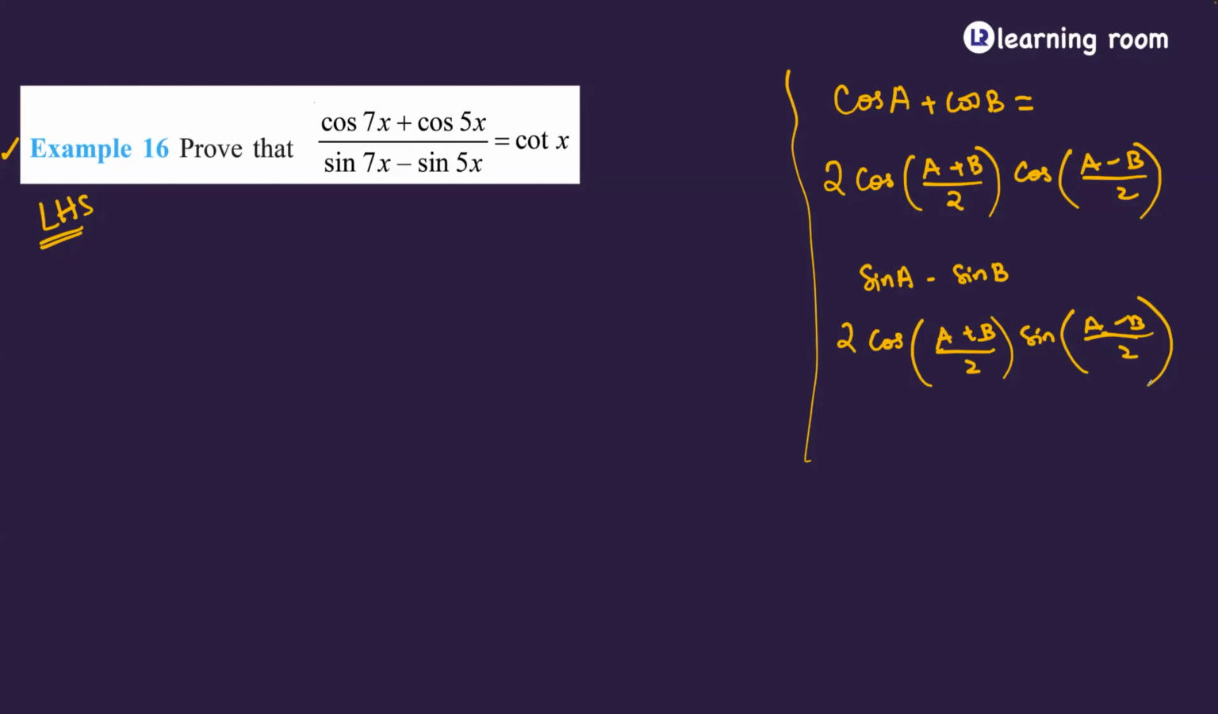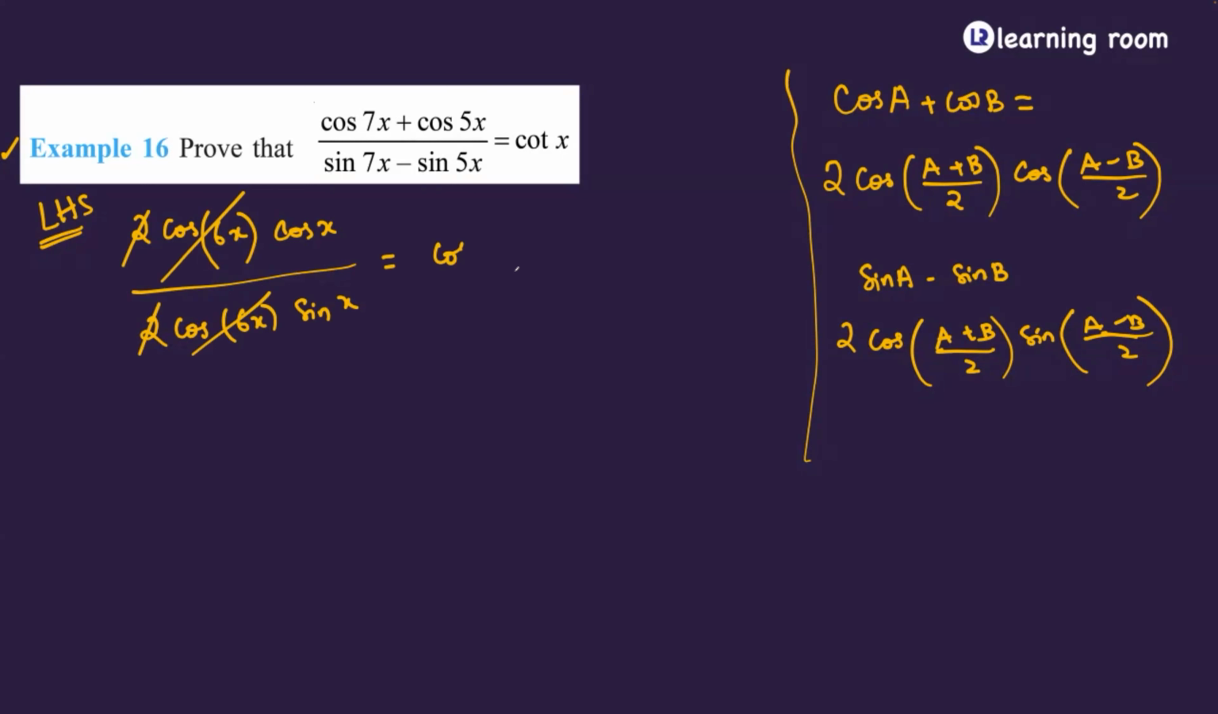So for cos A plus cos B, you're going to have 2 cos of 7x plus 5x by 2, which is 12x by 2, which is 6x, into cos of 7x minus 5x by 2, which is x, the whole divided by 2 times cos of 7x plus 5x by 2, which is 6x, into sine of the same x, because the numbers are the same. So 2 and 2 are gone. Cos 6x and cos 6x will get cancelled. Cos by sine is going to be cot x. That's it. Simple.